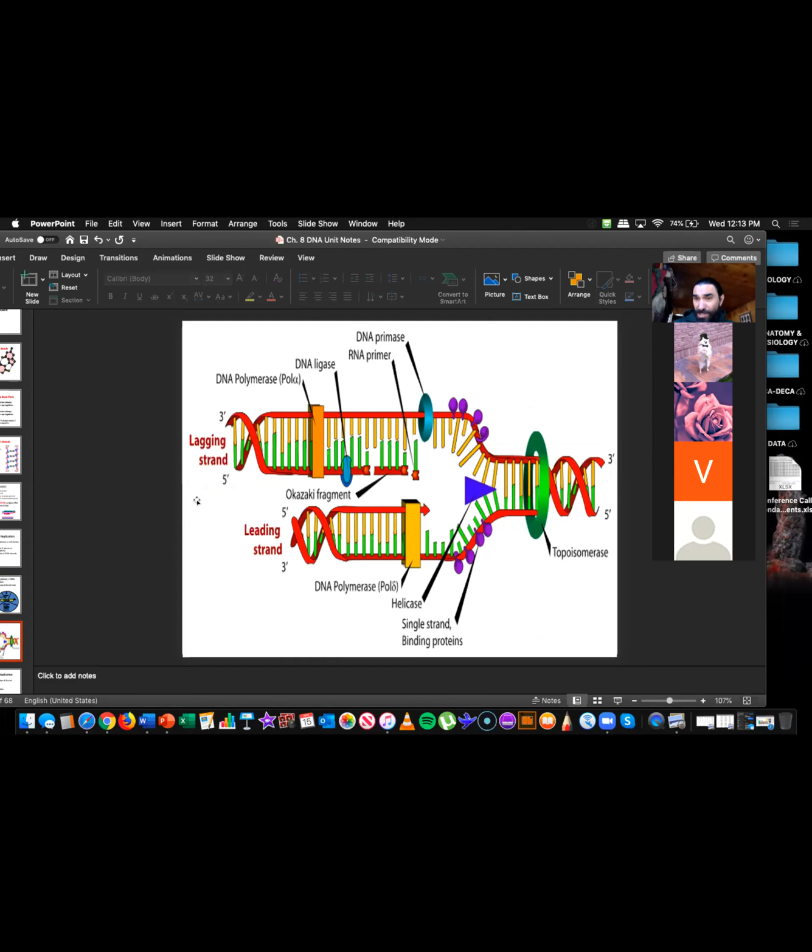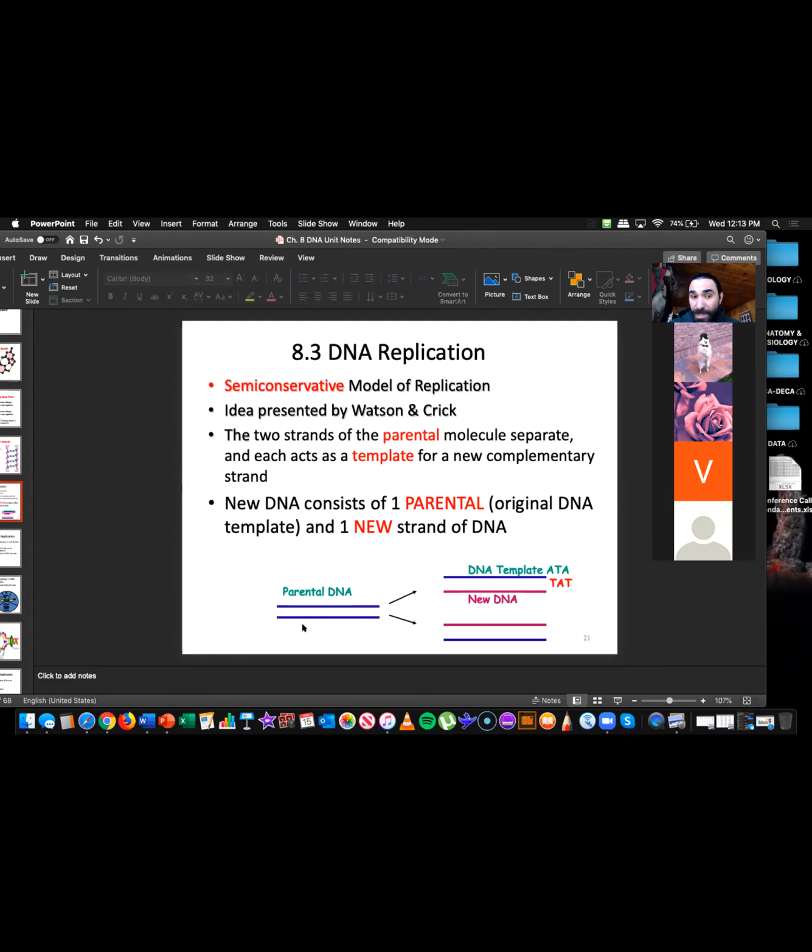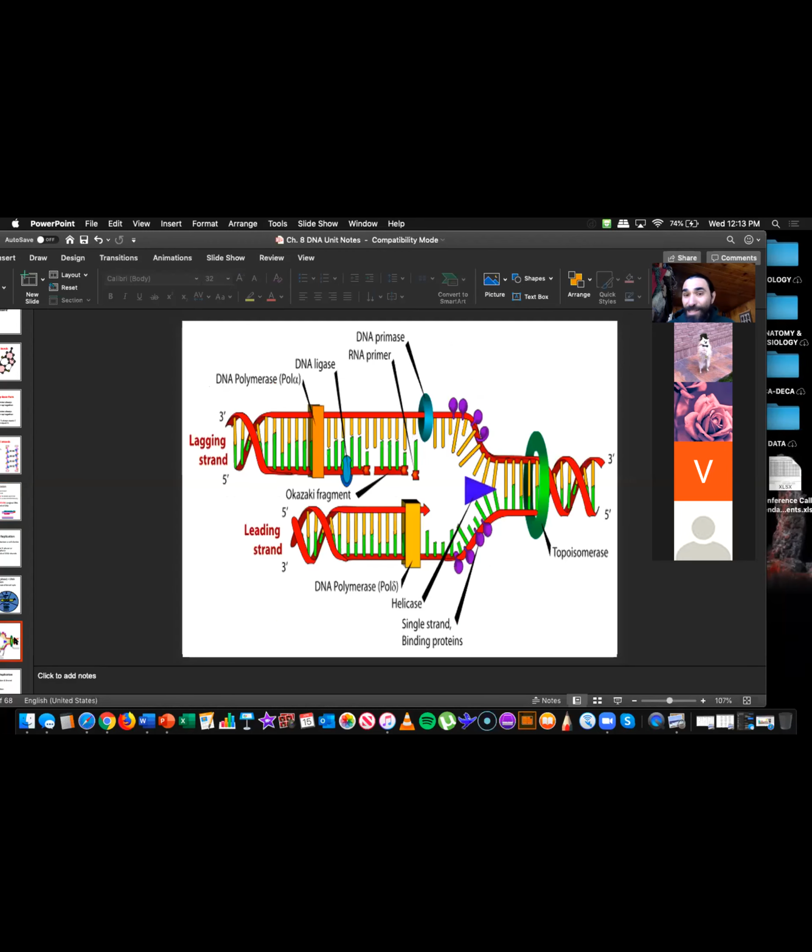Don't copy this. This is just a really, really complicated overview of what DNA replication is. So this basically represents this, just way more detailed, okay? So all that's happening is a parental DNA gets unzipped. We get 2 templates to make 2 brand new DNAs using base pair rules. That's what this is, just a little more detailed, okay?